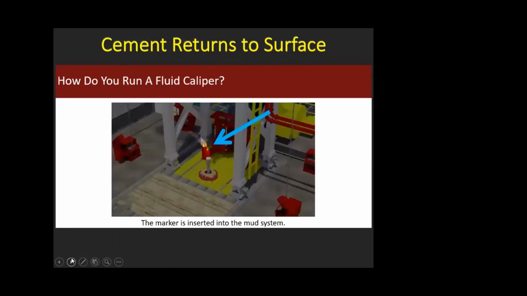So you put your marker into the drilling fluid system. Usually we just drop it down the drill pipe. That's generally the easiest way, but there are other ways depending on how the rig plumbing is set up.